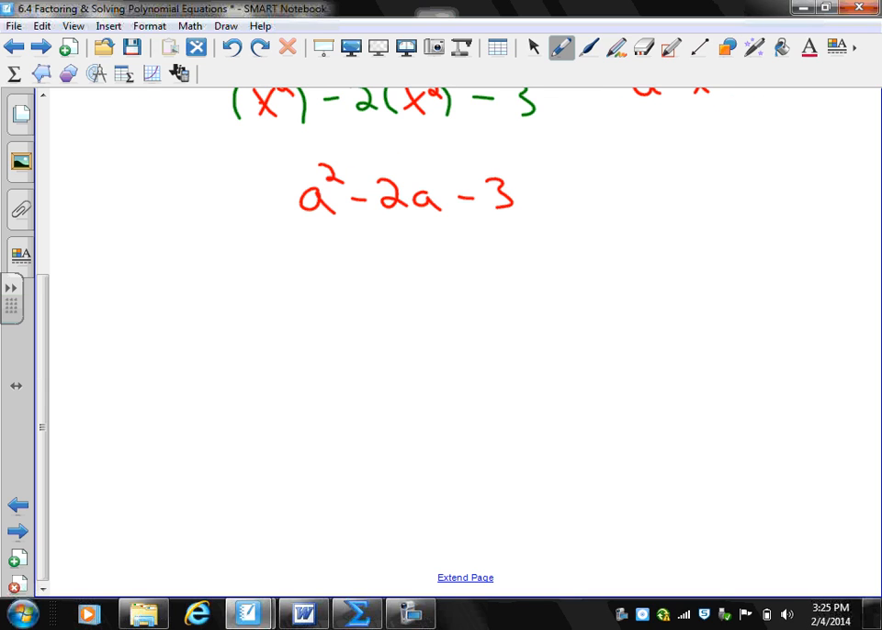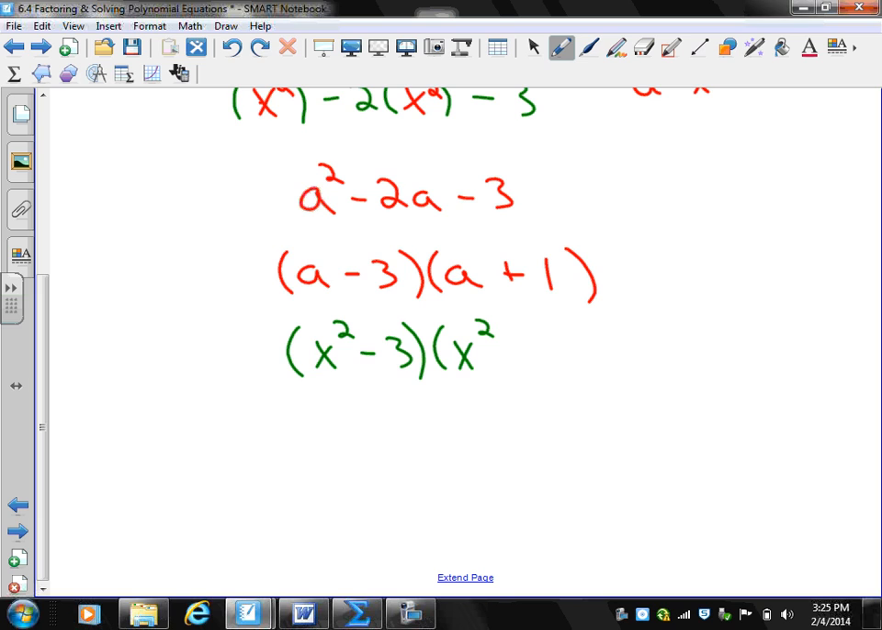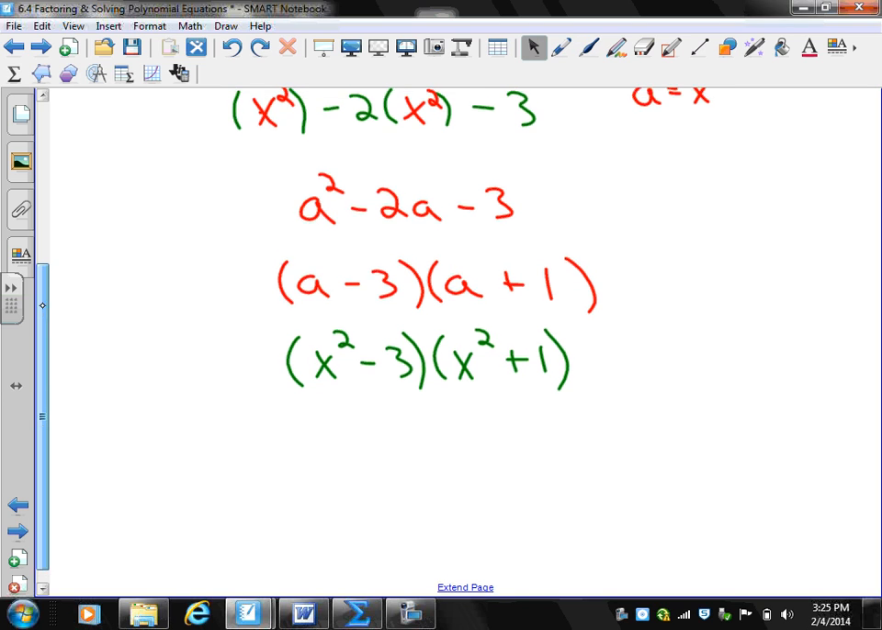Right? I can say this is a minus 3 times a plus 1, and then I can just put back the x squared in for a and say that this is x squared minus 3 times x squared plus 1. So that's what I mean by the form is a quadratic. It has a certain ratio, or I can write it as 2 to 1 to 0, right?